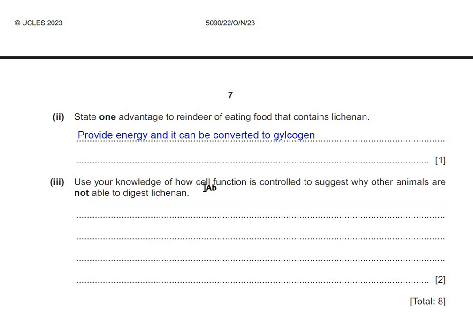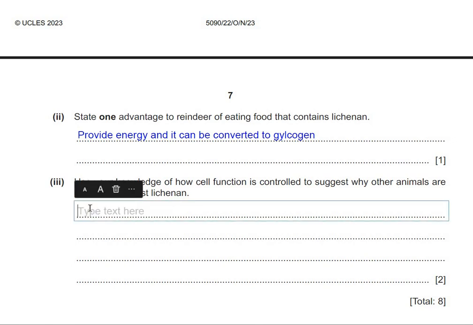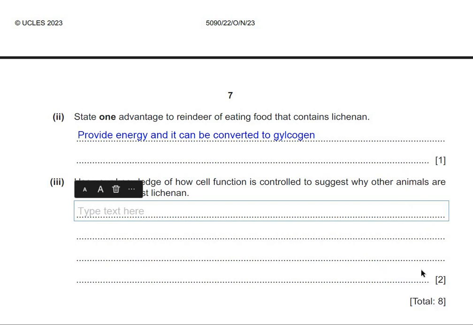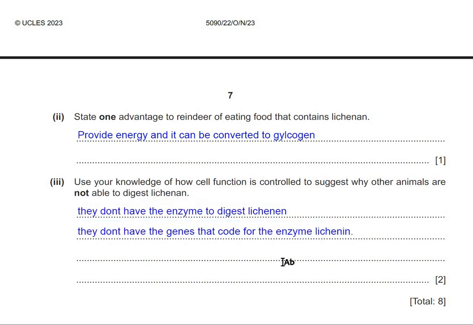So let's come towards part three. That is, your knowledge of how cell function is controlled suggests why other animals are not able to digest it. Obviously, it is a carbohydrate, so we need enzymes to digest it. So why are other animals not able to digest it? Because they must not have the enzymes that are required to digest it. And it carries two marks, so we need to provide 2 points. Number one is that there are no enzymes. Number two is, why don't they have any enzyme for it? Because they don't have the genes that should be present to code for the enzyme. So this is the answer to this question.